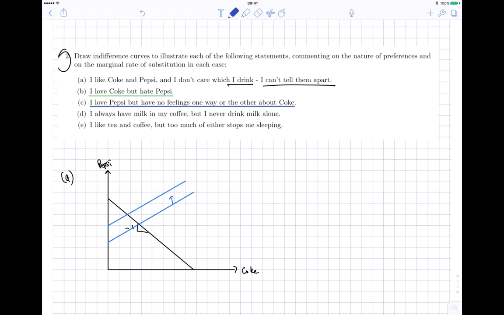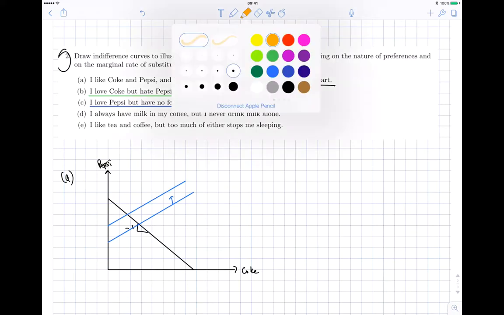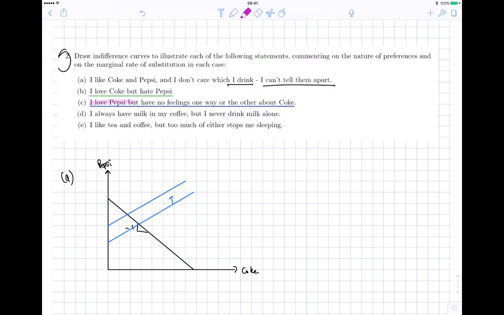Drew, how would you do this? I love Pepsi, but I have no feelings about Coke. For this one, I did a straight vertical line, and why I did that is I said, think about the way I've labeled the x's. Would you still do a vertical line? Oh no, yeah, sorry. It'll be horizontal. Because I said if Coke increases, Pepsi would stay the same because you don't care about how much Coke you have; it provides no utility.